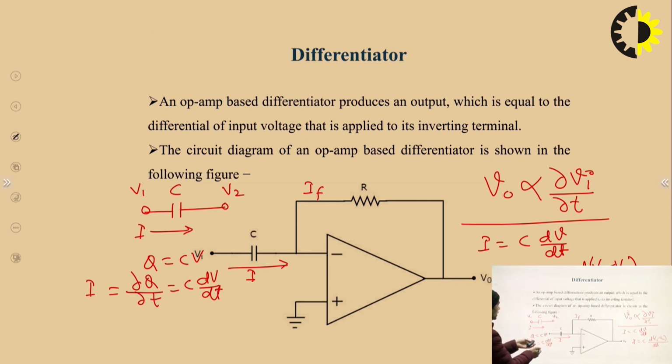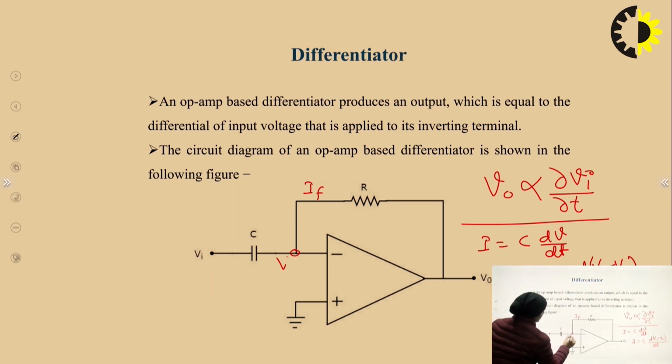dQ upon dt is I, so we will consider this current I is equal to C dV by dt, where this V is the voltage VA, and this VA will be equal to 0 by virtual ground concept. The current which is flowing here, IC, will be equal to current IF, and IC will be equal to C d(VI minus 0) upon dt, and the current which is flowing in the feedback path will be equal to VA minus V0 upon R.